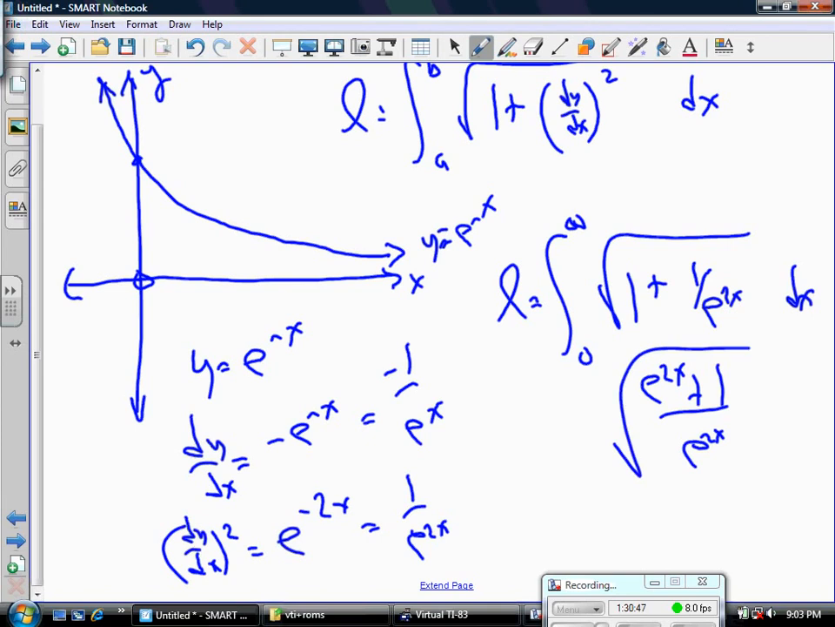Does that help? I'm thinking, getting common denominators, 1 is e to the 2x over e to the 2x. So when you add them, you get a common denominator of e to the 2x. Sometimes that might help. Nah, didn't help. Even if you square root this and get e to the negative x outside, that's not a du. If that's a u, I can't do this analytically. So what are you going to do?